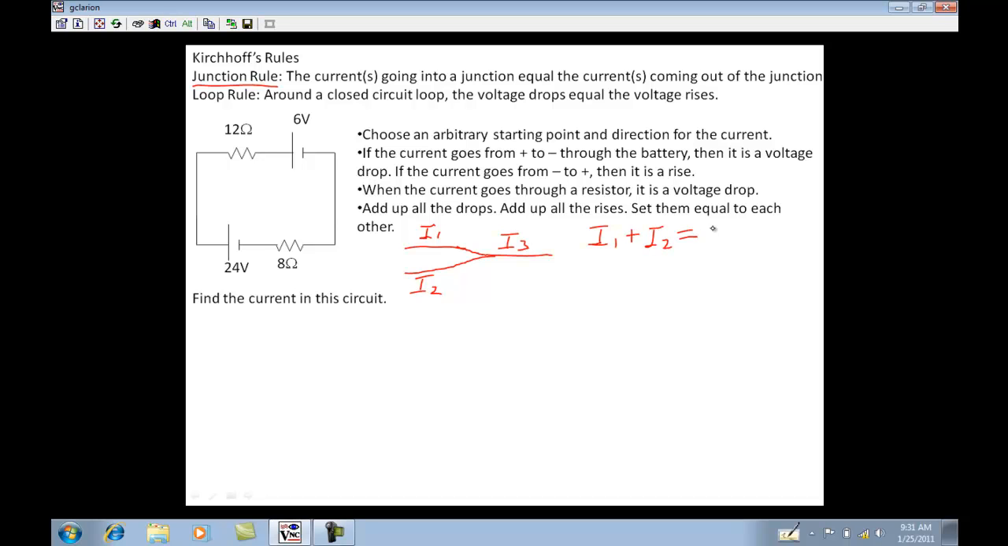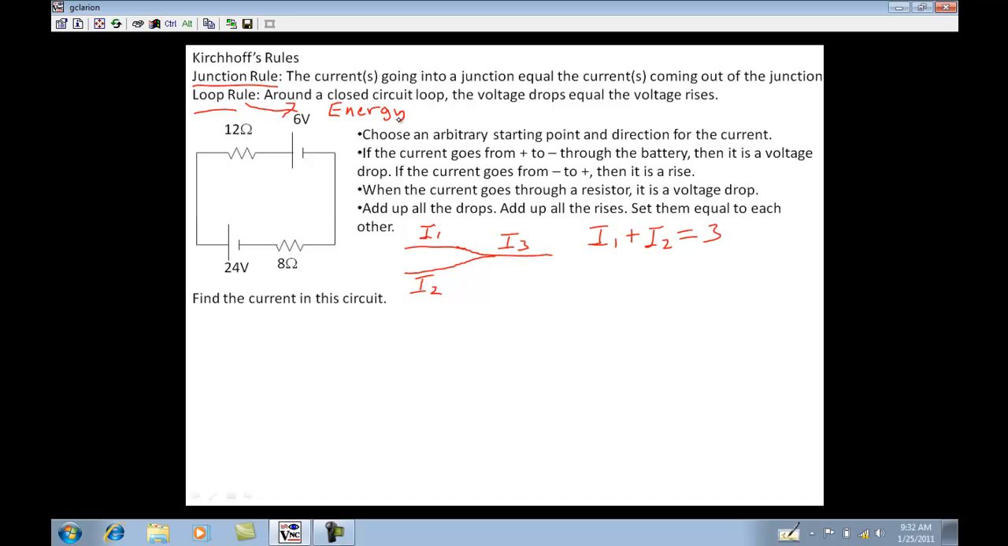Okay, the more important of the two rules is actually the loop rule. The loop rule says around a closed circuit loop, the voltage drops equal the voltage rises. All right? So on your multiple choice test, you need to know the loop rule, this has come up on multiple choice test questions. The loop rule is a version of energy conservation.